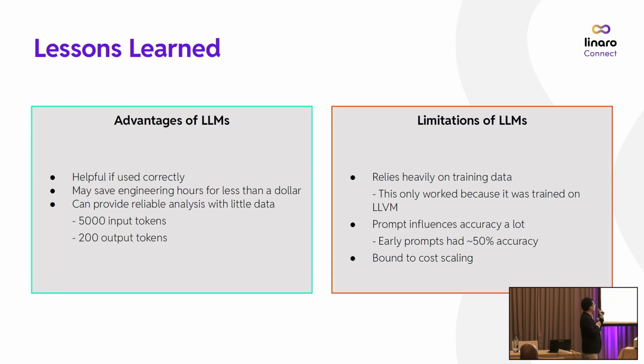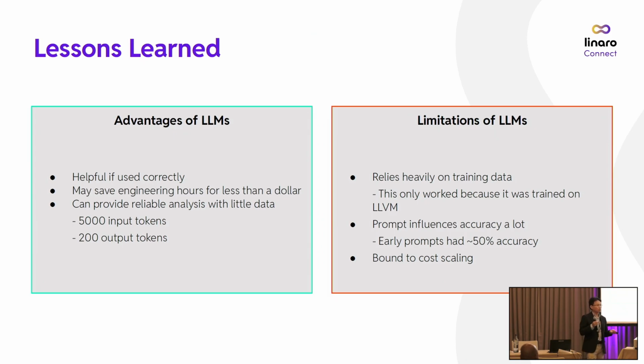So we are running about 5,000 input tokens, 200 output tokens. A token for Anthropic is about 4 English words, so that's a very low amount of data. On the bad side, this experiment only works because it was pre-trained on LLVM. So if your source tree wasn't read at any time by Anthropic, then you can't use it. You probably need to either train your model or use another one.